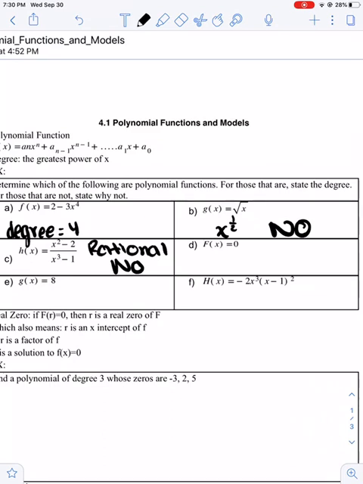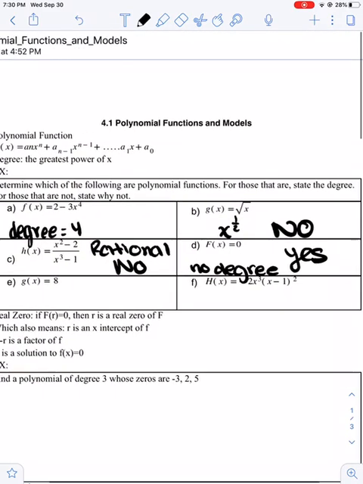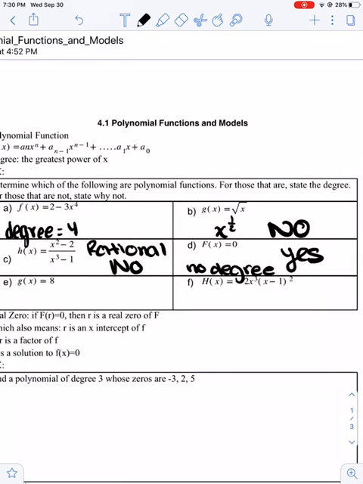F of x equals 0 is a constant function, and even though it doesn't have an x value in it, it just has a degree of 0, but it is still a polynomial. So, no degree, yes. Same with g of x equals 8. It's a constant function, no degree or a degree of 0. So, yes.